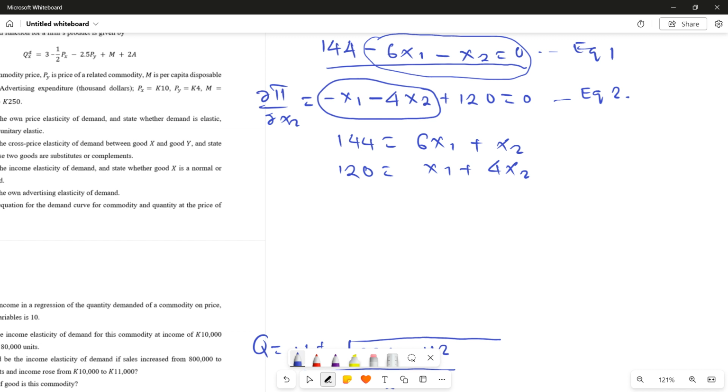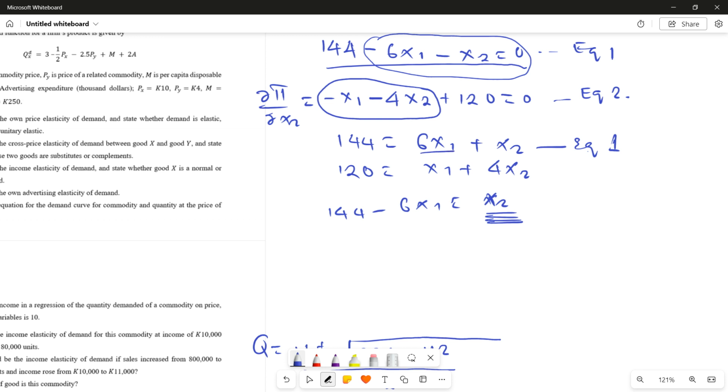So let's do this. Even just from the first one, it's okay. From the first one, equation 1, let's make x2 the subject of the formula. So that will be 144 minus 6x1 is equal to x2. You see that, right? We've made x2 the subject of the formula from equation 1.